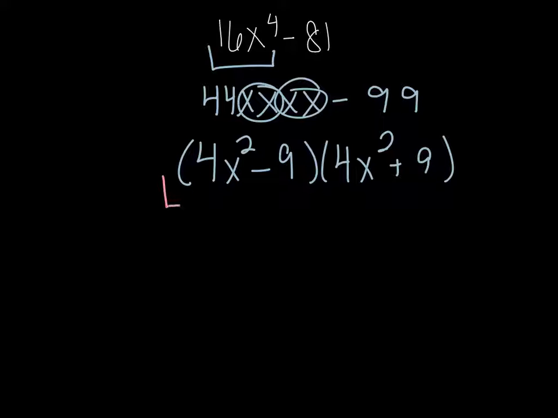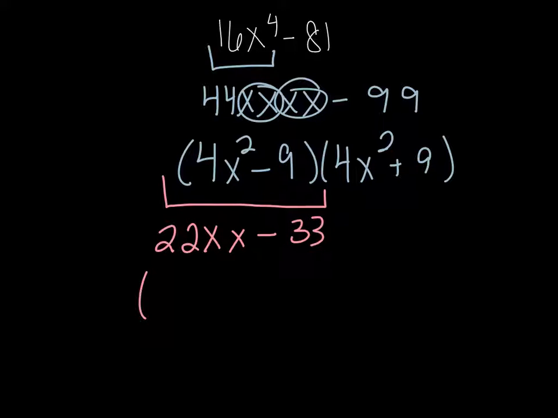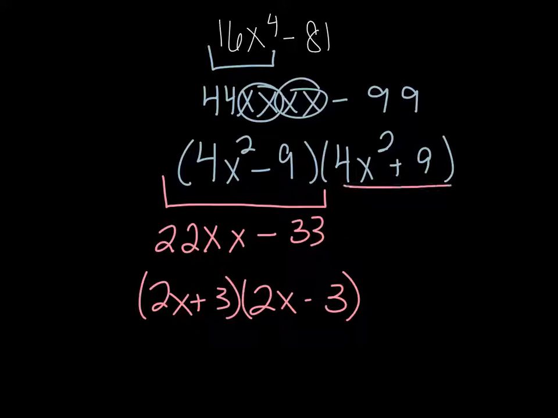Now, this we have to notice can be factored again. It's the difference of two perfect squares. 2 times 2 is 4 and 2 x's. 3 times 3 is 9. So I'm going to put a 2x in each, a 3 in each, one positive, one negative, and then bring down my other factor.